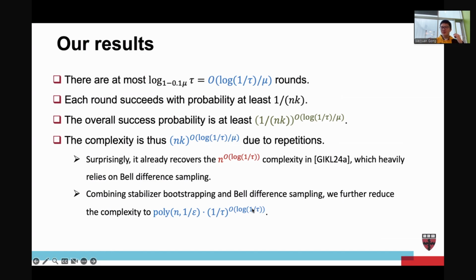So this is roughly some improvement, because their previous algorithm could only work for constant tau, but by combining it with Bell difference sampling, we can get an efficient algorithm for tau equal to inverse sublinear again. Okay.